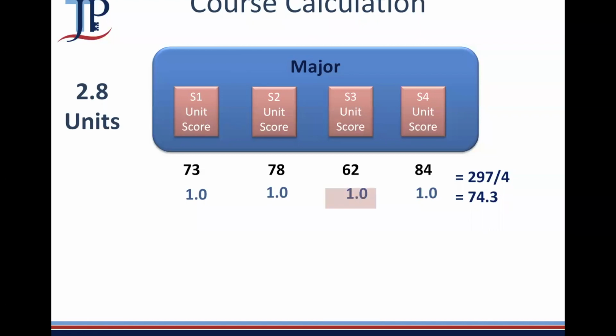The 62 is not going to count. We're only going to count the ones with the ticks. And of those, which one is the next lowest score? Yep, the 73.